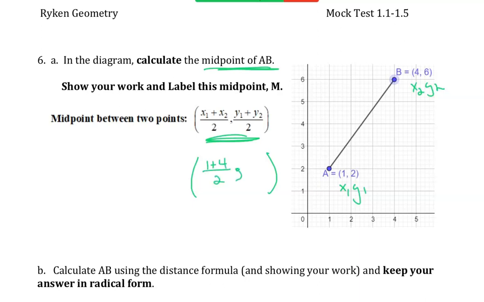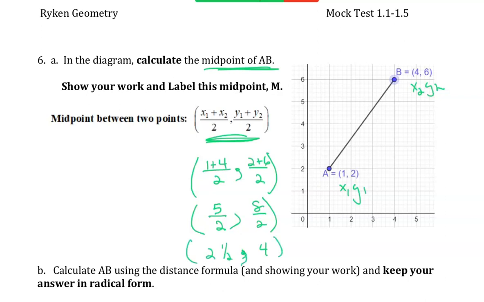Then I'm going to get my y value. Add the y1 and the y2. That's 2 plus 6 over 2. Do the math in the numerator. 1 plus 4 is 5 over 2, comma, 2 plus 6 is 8 over 2. So what do I know? 8 divided by 2 is 4. What is 5 halves? 2 goes into 5 2 times with 1 left over. So that's my x value.